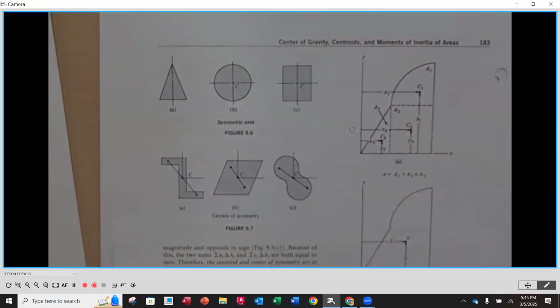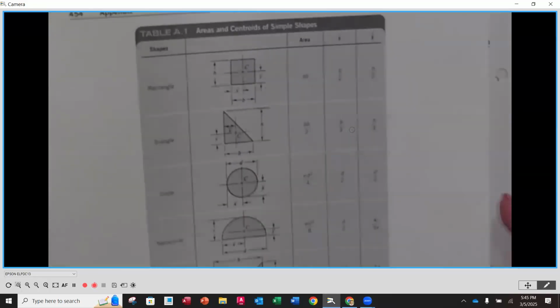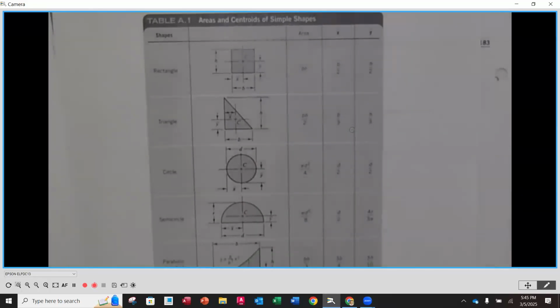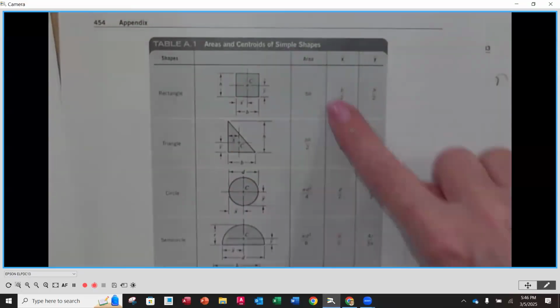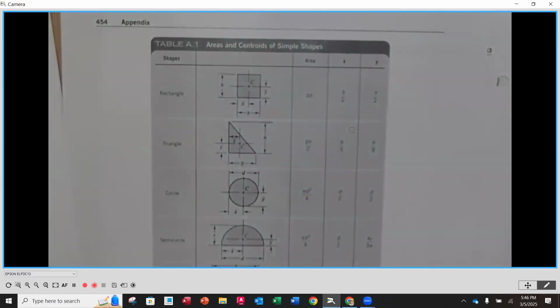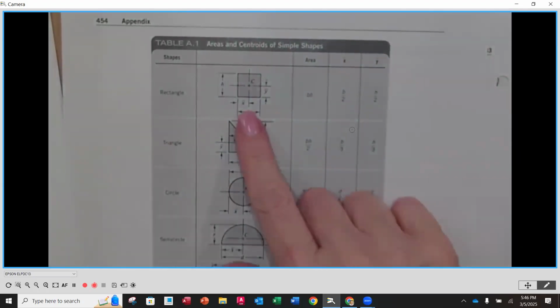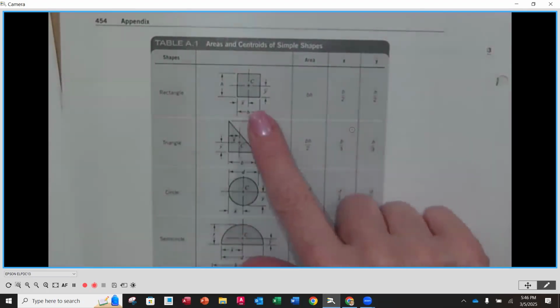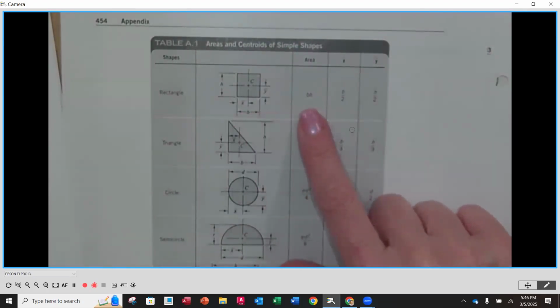We can also find the centroids of common simple shapes by just looking them up. So there's lots of different tables. You can Google this. I'm sure that you have in your math books prior to this, and even in our McGraw-Hill book in the appendix, you're going to find a standard list of areas and centroids of simple shapes. So they're going to give us the simple shape, in this case, a rectangle. They're going to let us know what the equation is to calculate the area. So you probably know this already, base times height.